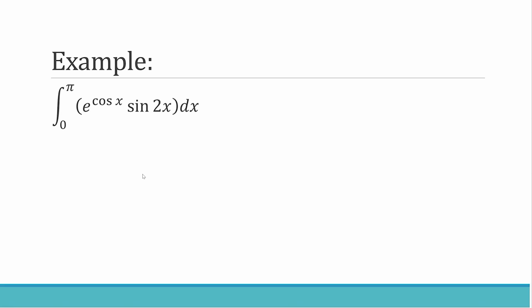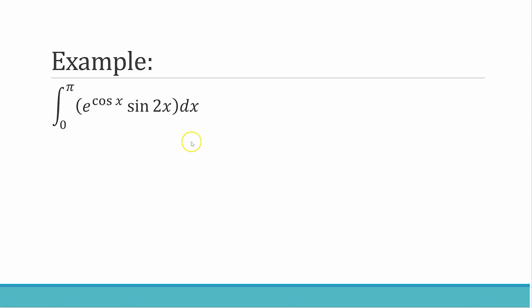This next example is also a bit of a challenge. We have the integral from 0 to pi of e to the cosine x times sine of 2x dx. And this one's a bit of a challenge because it's going to require us to use two different techniques, both integration by parts and u substitution.